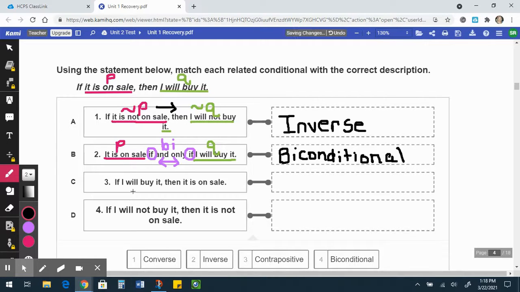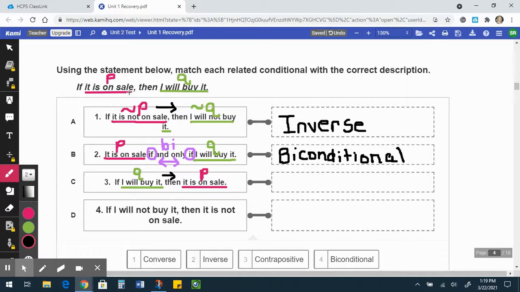Number 3, if I will buy it, then it is on sale. I will buy it is Q. I will buy it. That's perfect Q. It is on sale. That's perfect P. If, then is the single arrow.